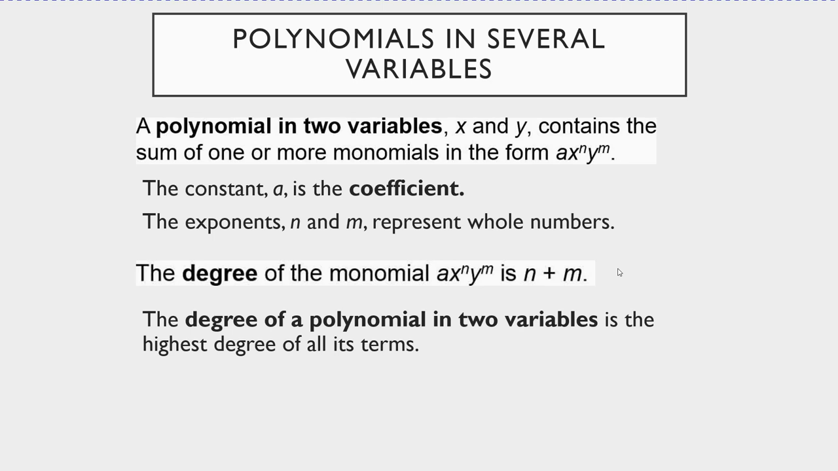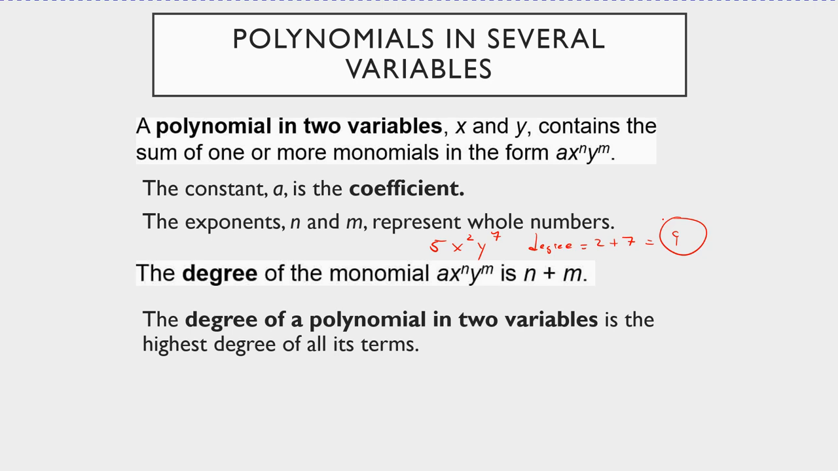Okay, so the degree of the monomial a x to the n y to the m, you just add the exponents. For example, if you have 5x squared y to the 7th, we would say this is degree 2 plus 7. It would be a degree 9 polynomial. So the degree of a polynomial, with two or more terms, is just the highest degree of all its terms.